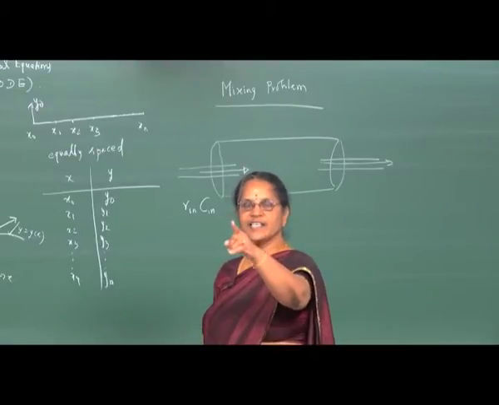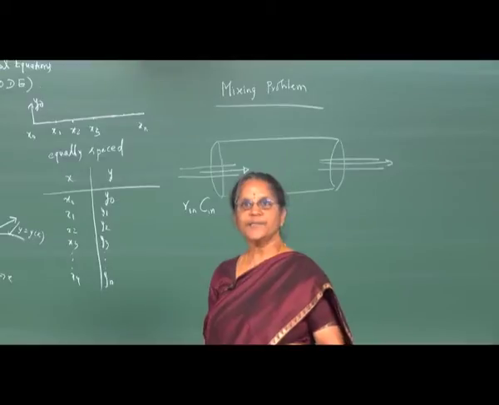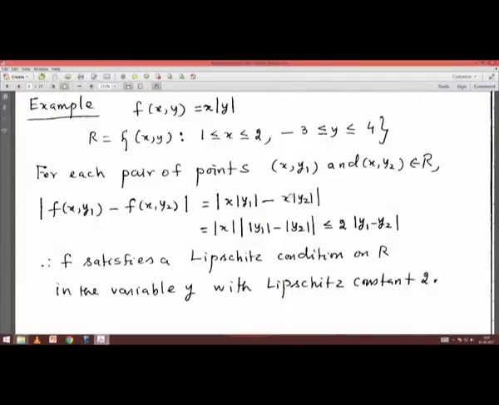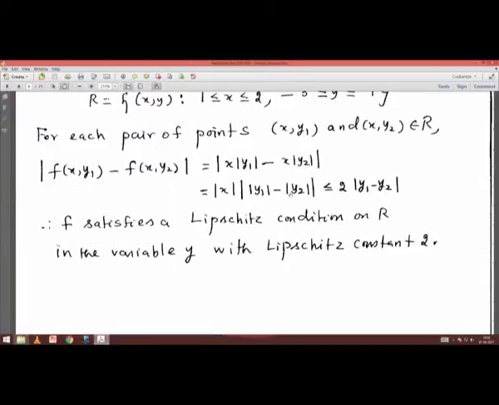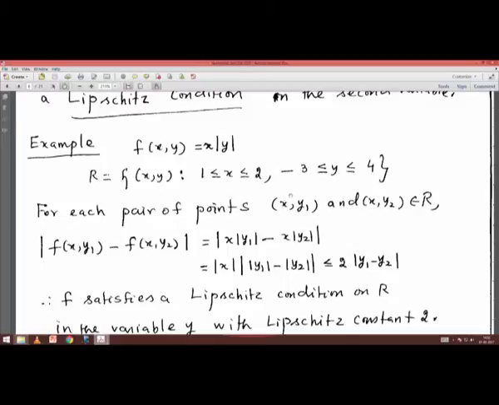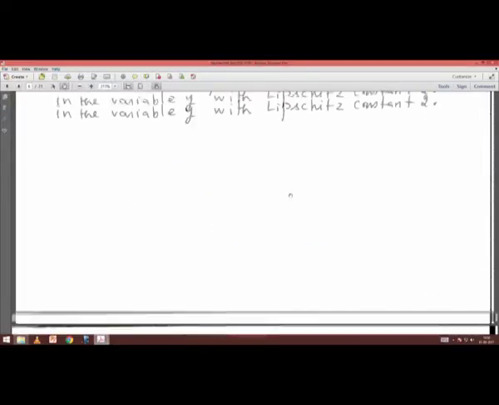So, we observe that f satisfies a Lipschitz condition in the second variable y on the rectangle R, and f is also continuous. So, by the conditions of the theorem, an initial value problem of the form dy by dx is equal to f of x comma y subject to the condition y at 1 equal to y naught will have a unique solution in an interval that encloses the initial point a, which is 1.